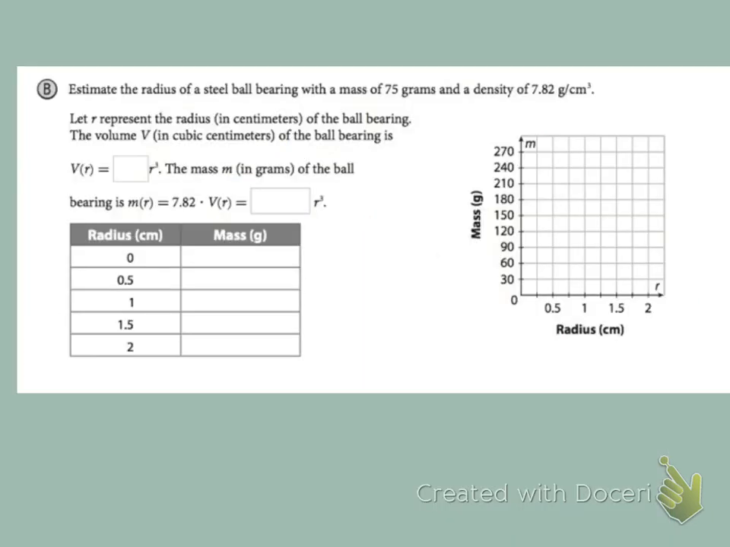Okay, so let's look at another one of these. It says estimate the radius of a steel ball bearing with a mass of 75 grams and a density of 7.82. Let R represent the radius in centimeters of the ball bearing. The volume in cubic centimeters of the ball bearing is. Okay, so first of all, you got to remember that a ball bearing is like a sphere, right?